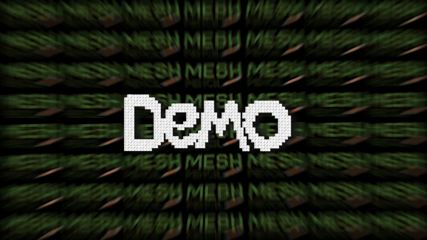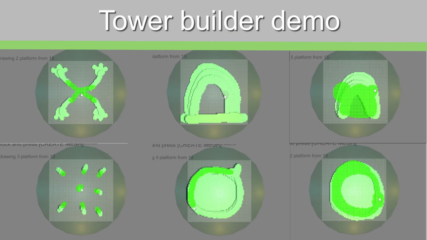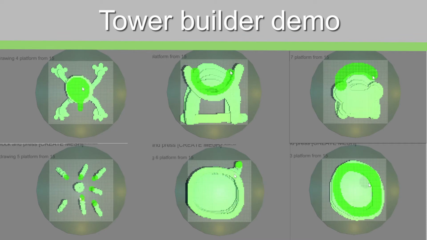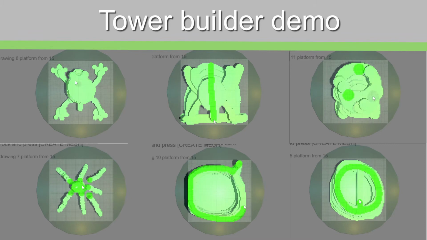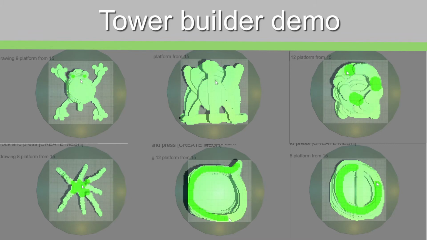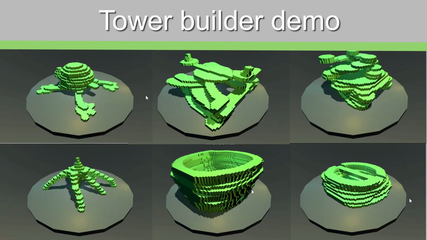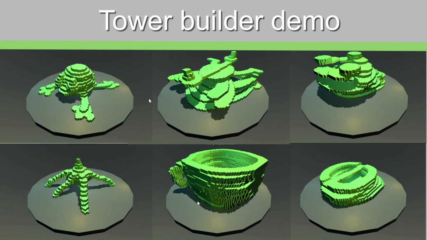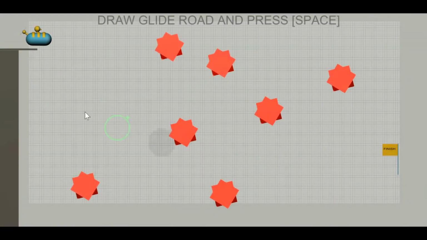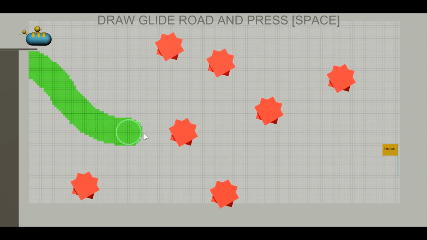However, let's look at the demo scenes. In the first demo, we are creating a model by drawing layer by layer. It is a good tool for creating levels, buildings, weapons or other content. The second demo is a classic game where a sliding character moves toward a finish with obstacles on the way.